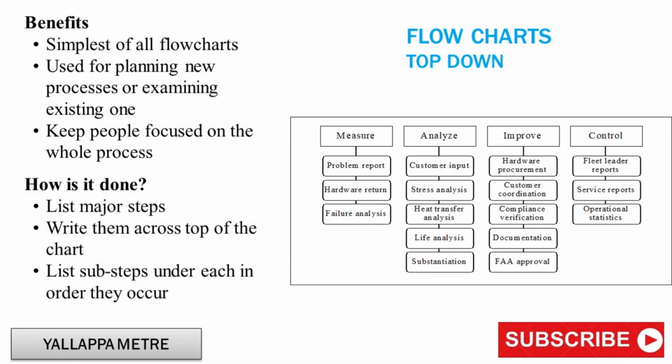Benefits: simplest of all flowcharts. Used for planning new processes or examining existing ones. Keep people focused on the whole process. How is it done? List major steps. Write them across the top of the chart. List sub-steps under each in the order they occur.